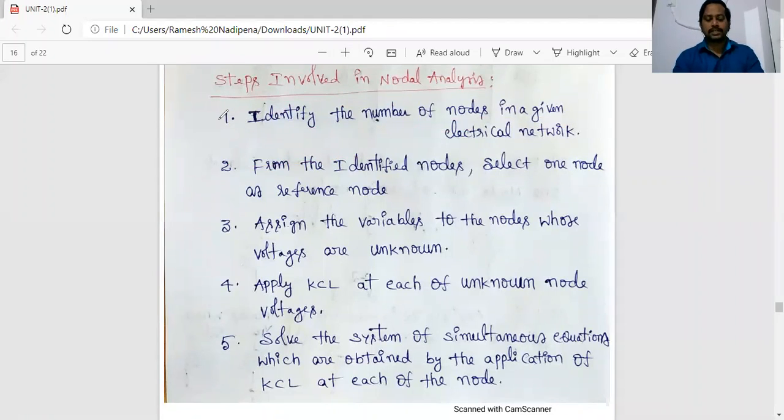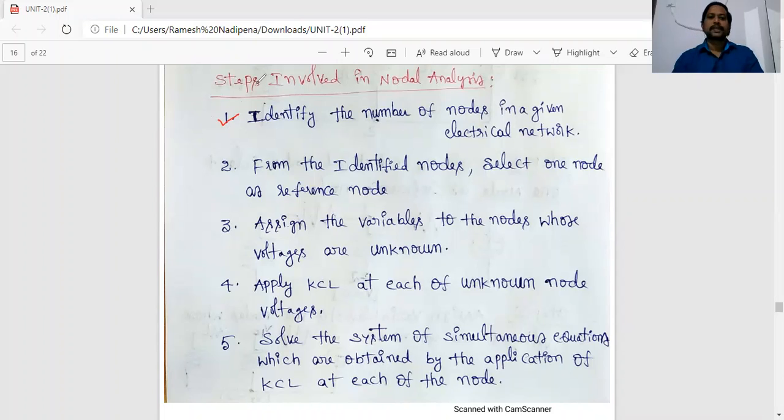Step 1 is to identify the number of nodes in a given electrical network. Of course, I'll explain these steps through a numerical a little bit later, each and everything in detail.